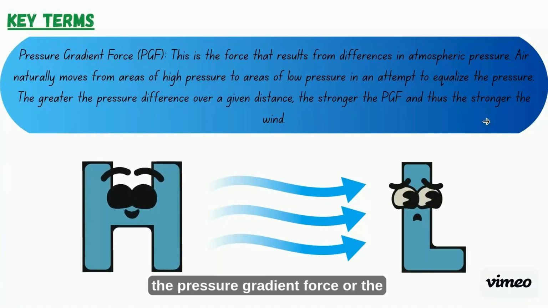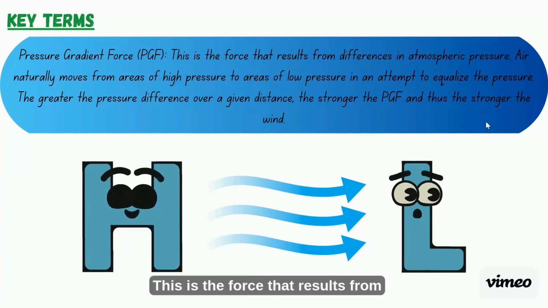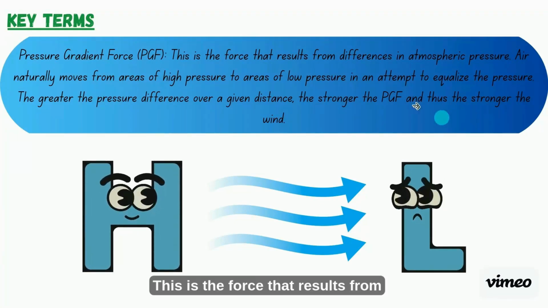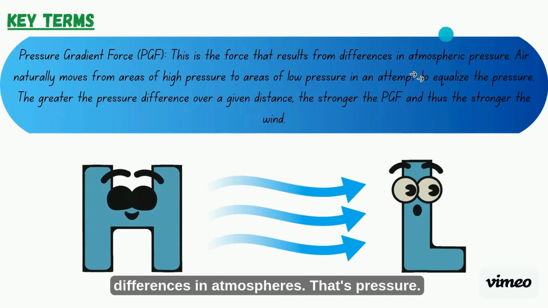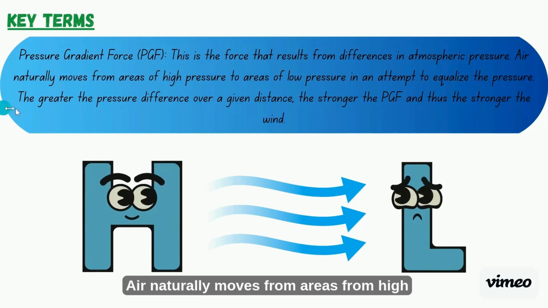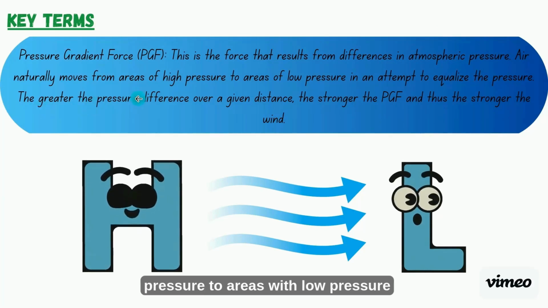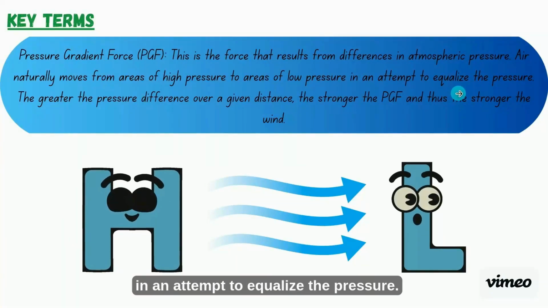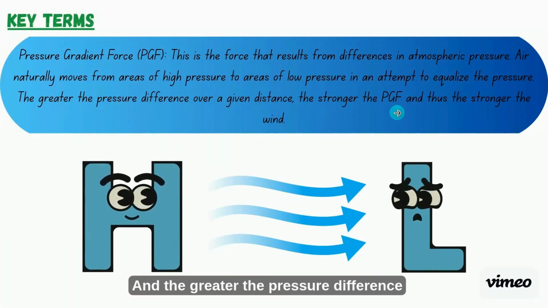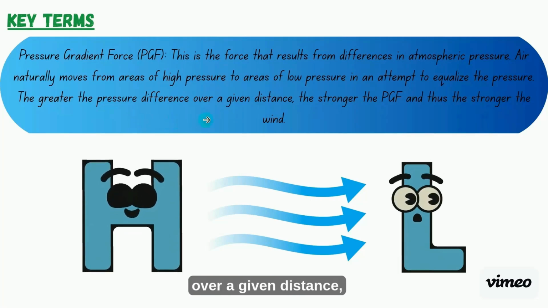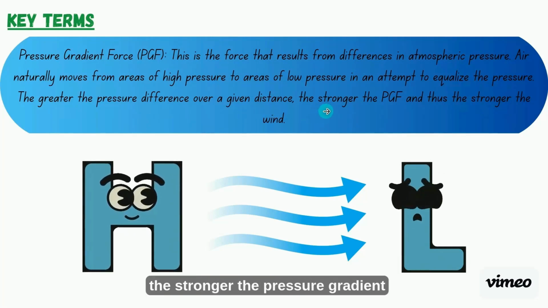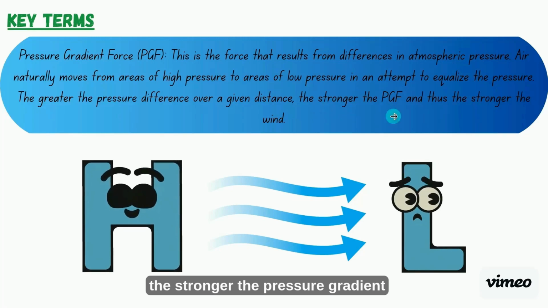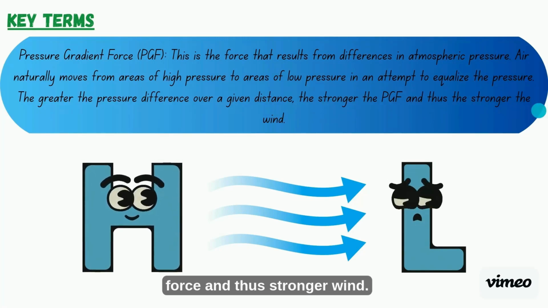And then lastly, the pressure gradient force, or the PGF. This is the force that results from differences in atmospheric pressure. Air naturally moves from areas of high pressure to areas of low pressure in an attempt to equalize the pressure. The greater the pressure difference over a given distance, the stronger the pressure gradient force, and thus the stronger the wind.